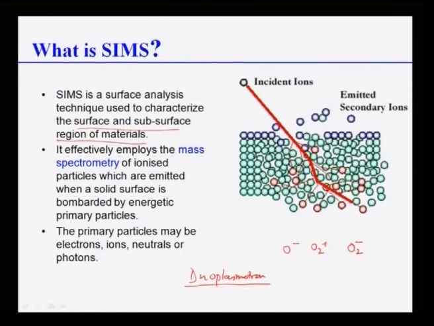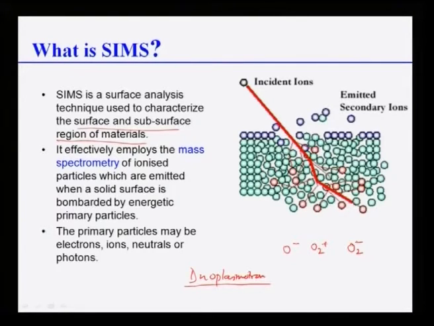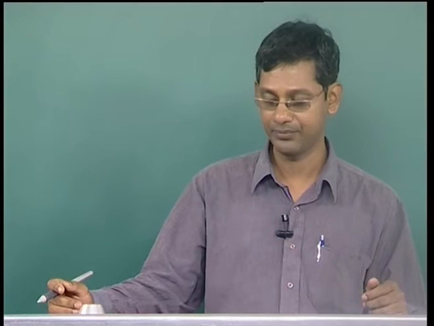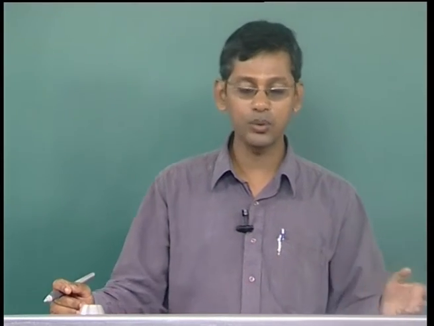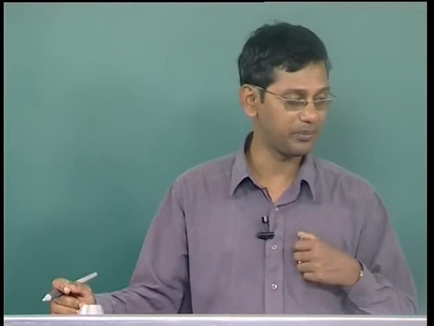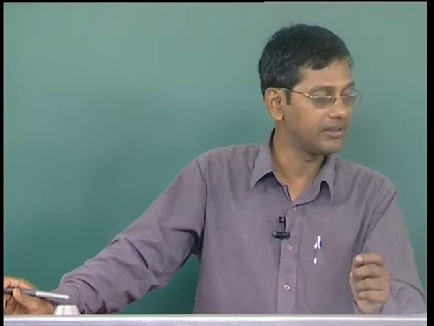O minus is basically when oxygen is stripped. O2 plus means one electron is stripped. O2 minus is when one extra electron is added. So that means we can have positively charged ions, negatively charged ions, and also heavier charged ions, O2 minus and O minus. So we can create all kinds of charged species, and then these primary ions are allowed to fall on the sample surface to create this.